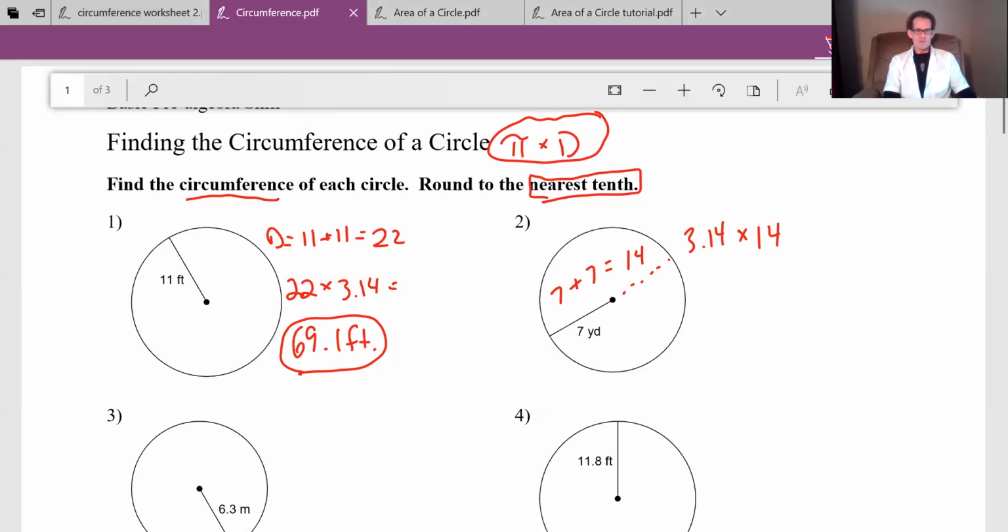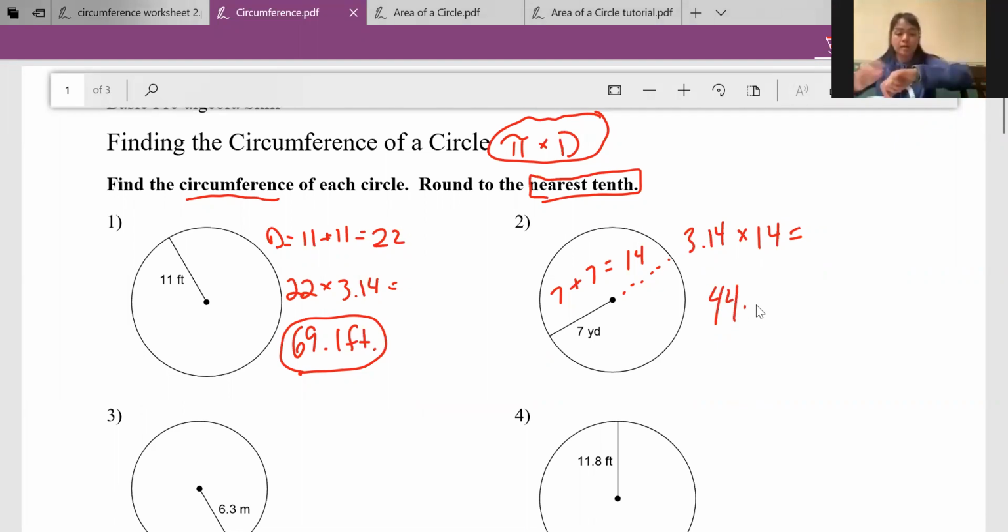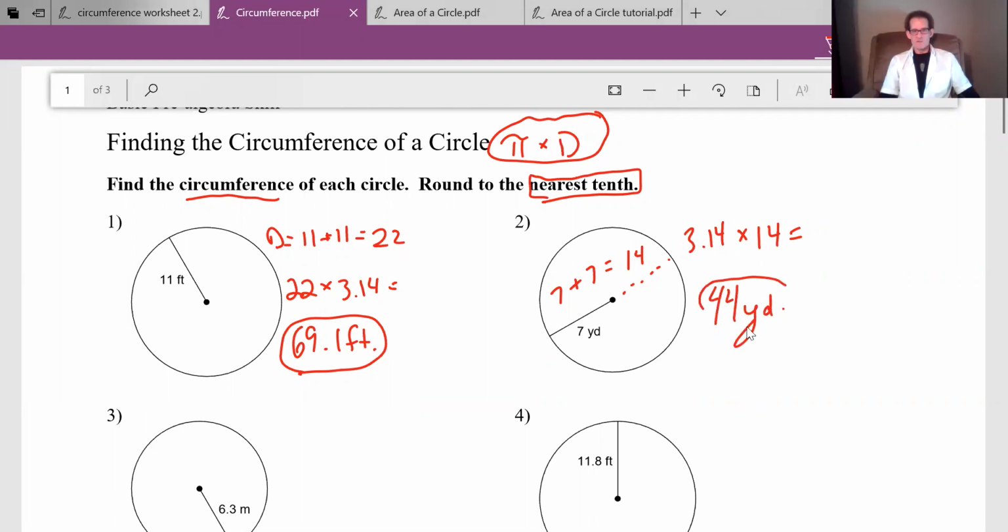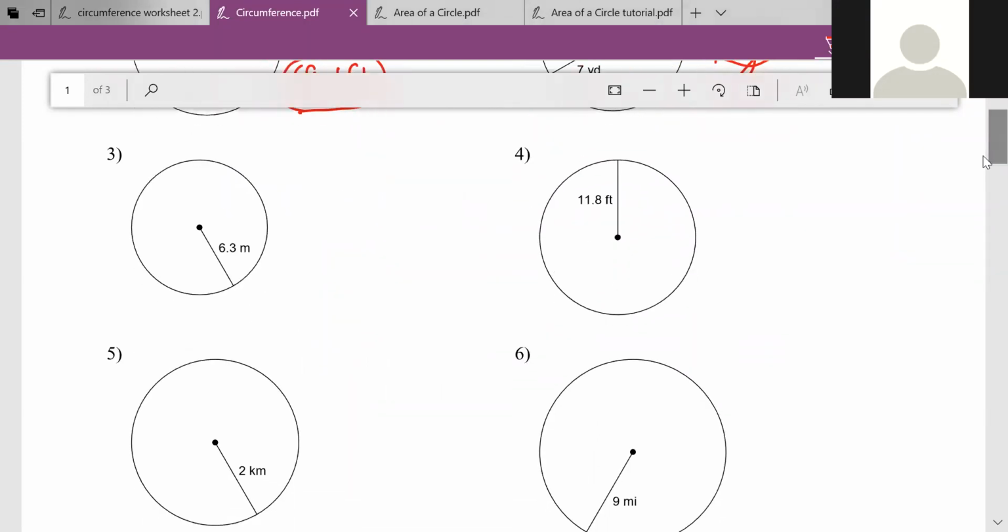14 times 3.14. Looks like 43.96. Now, if we round this to the nearest tenth, I'd see the 6 is higher than 5. But if I round this 9 up, then I have to change the 3. So this is 44. We just say 44, yeah. 44 even if we round. 44 yards. Okay.